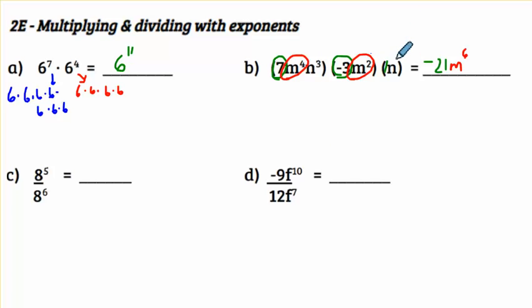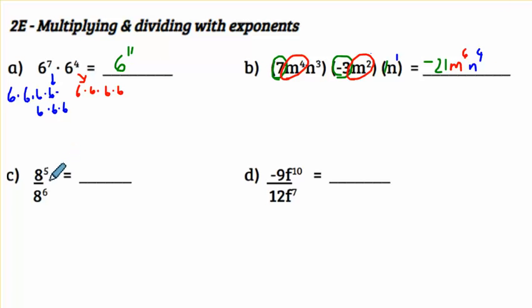And then if you missed your n, chances are you might have forgotten that this one has a little understood 1 as its exponent. This is n times n times n times another n, so that's going to be n to the 4th power. So your answer should have been -21, m to the 6th, n to the 4th.